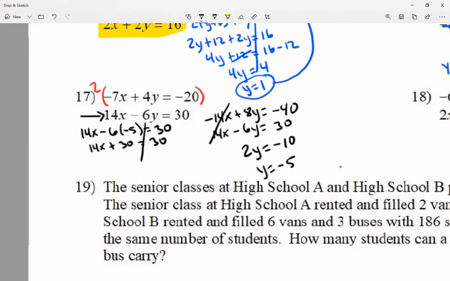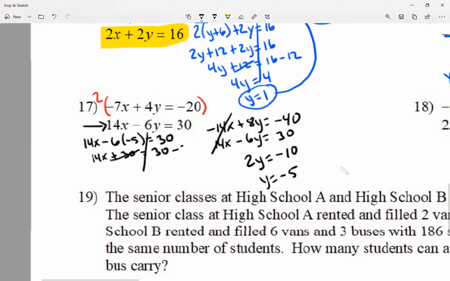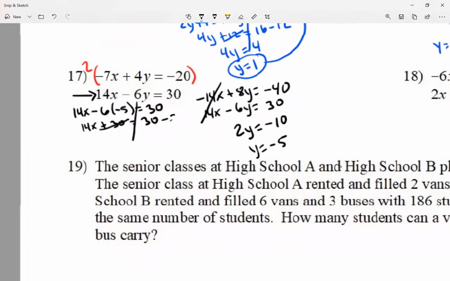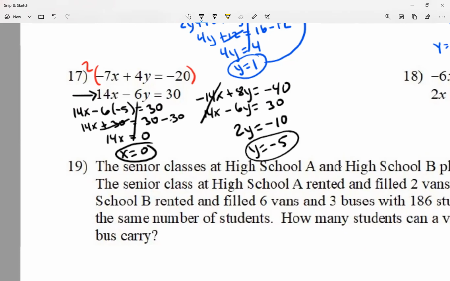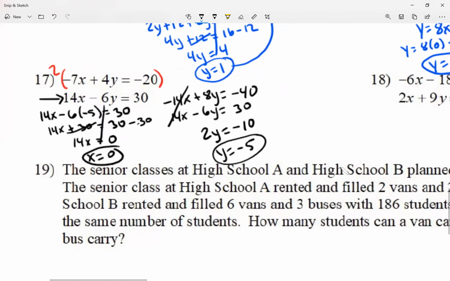To have the 14x by itself, I have a plus 30. Let me move it over as a minus 30. So I have 14x is equal to 0. Divide both sides by 14, and I'm going to get x is equal to 0. So there's my two values, x and y values, right? It could be any letter. Let's take a look at number 18.